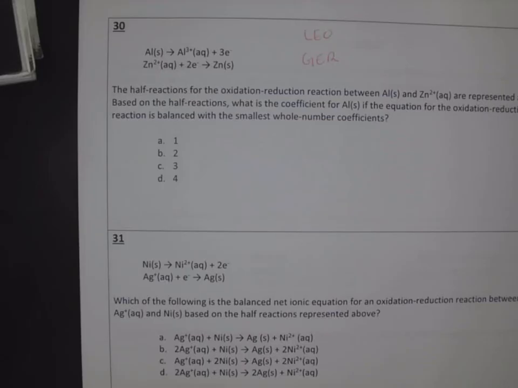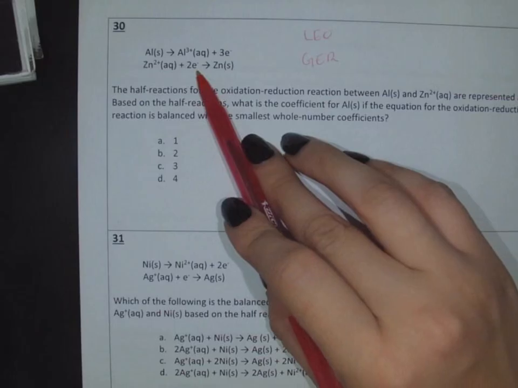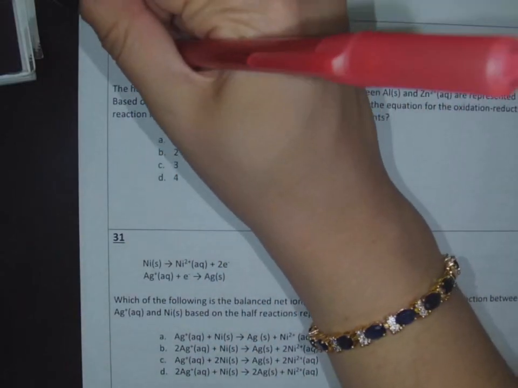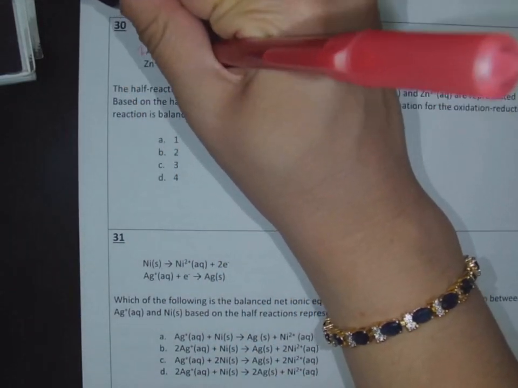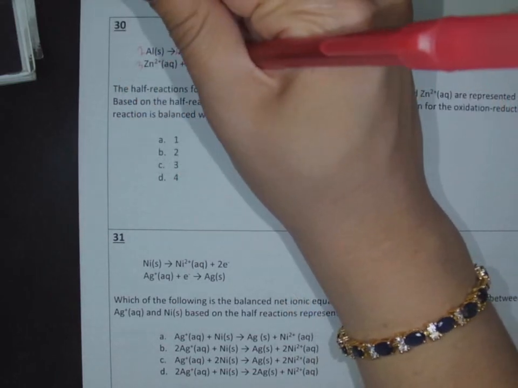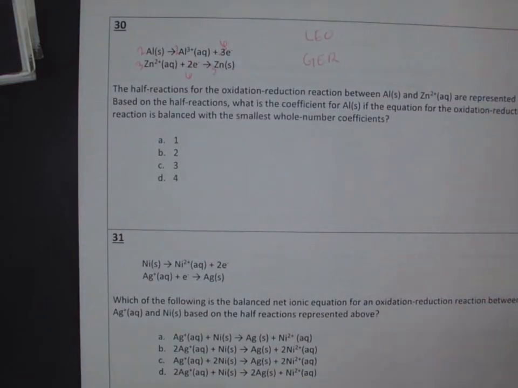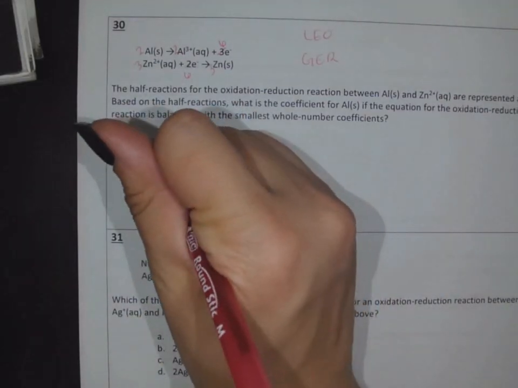Now the important thing though is they have to have the same amount of electrons that are being gained and being lost. Because we have 3 electrons being lost and 2 electrons being gained, I need to multiply everything on the top by 2 and then everything on the bottom by 3. That way the electrons will cancel and then I can put these reactions together. In front of the aluminum solid, we have a coefficient of 2.